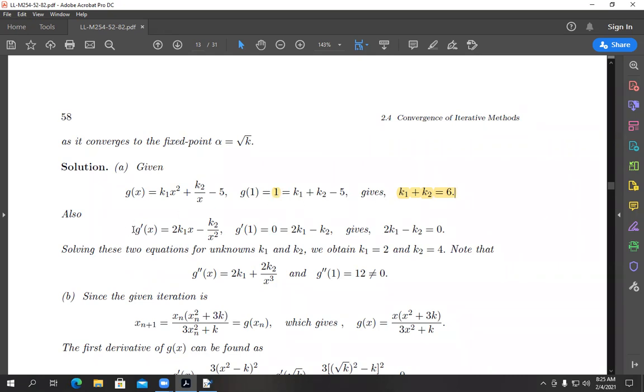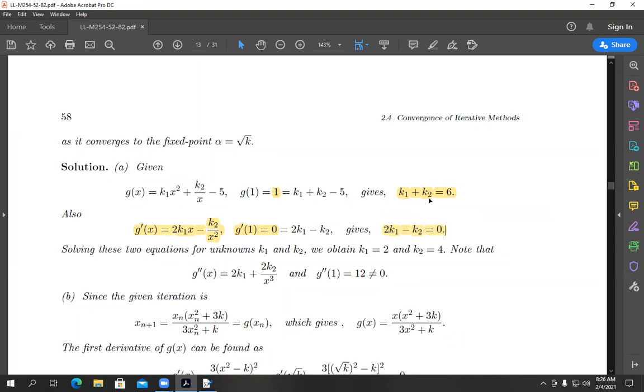Now you use the second condition. For that you first need to find the derivative. The derivative of g is 2k1x, and we know the derivative of 1 over x is always minus 1 over x square. So we have this one. Now you use the condition g dash 1 equal to 0. Then you put in 1, and we have 2k1 minus k2 equal to 0.